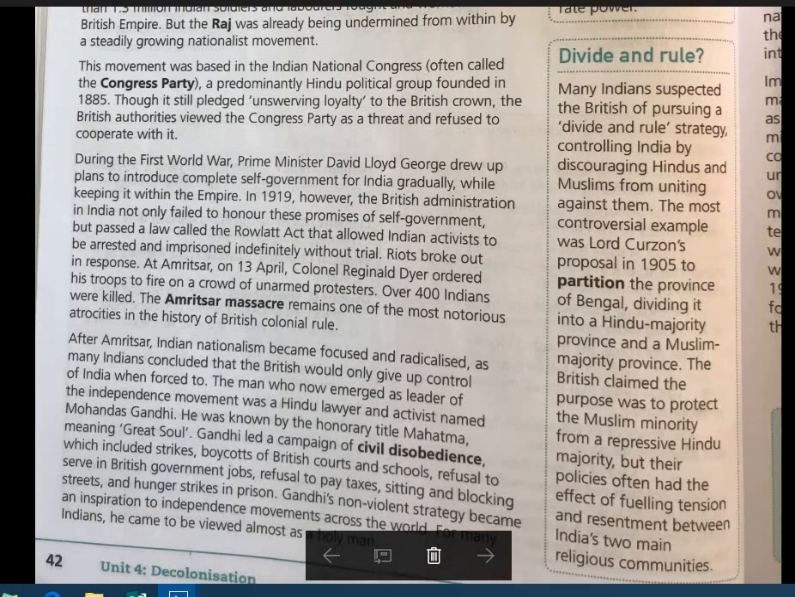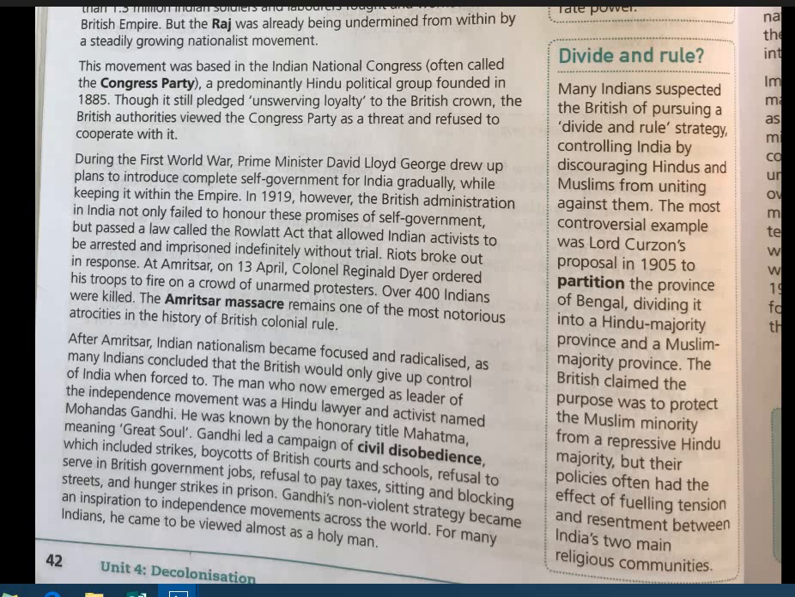And this massacre that happens in Amritsar, which is in North India, is very famous and well known, in the sense that the troops fired on unarmed protesters, so they were innocent people. So after Amritsar, Indian nationalism became focused and radicalised, as many Indians concluded that the British would only give up control of India when forced to.